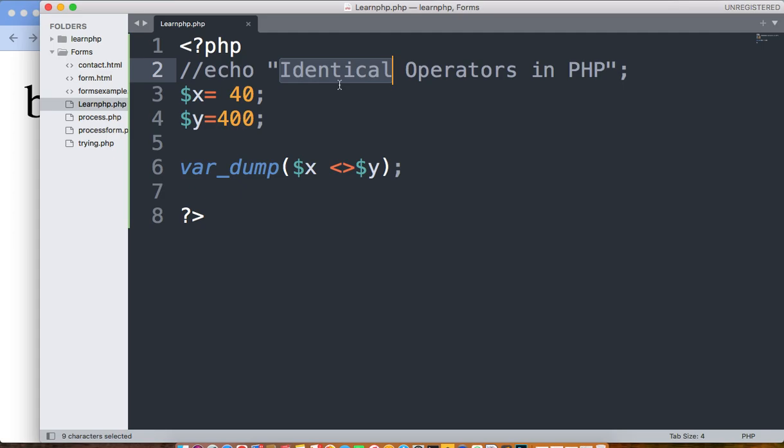The fifth operator that we're going to discuss right now is not identical. Okay, so the not identical operator.